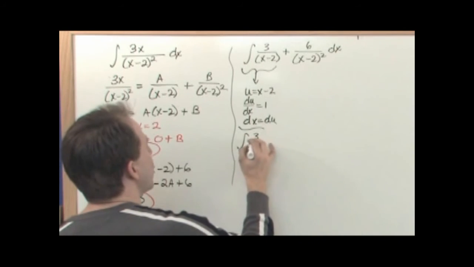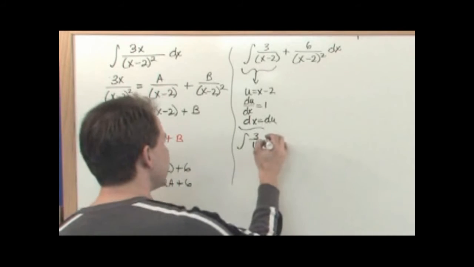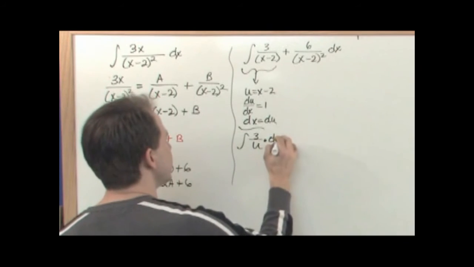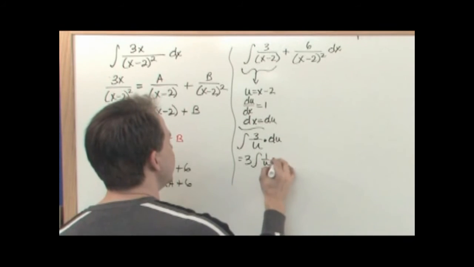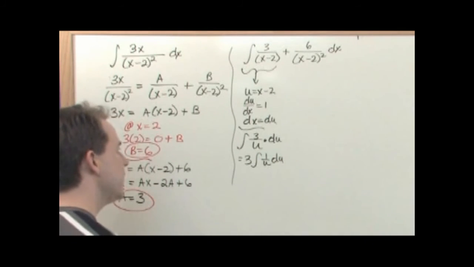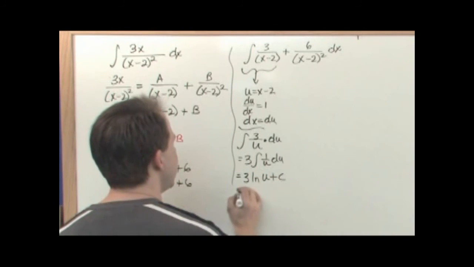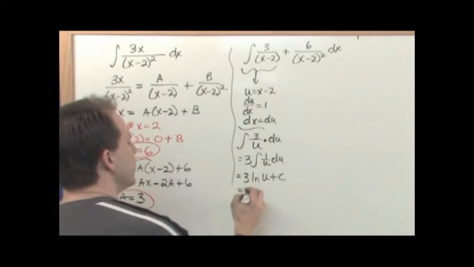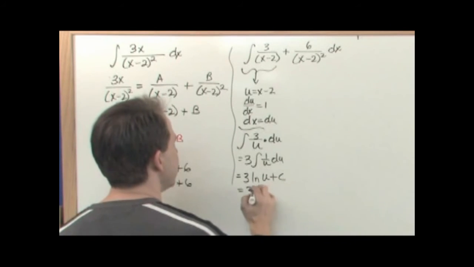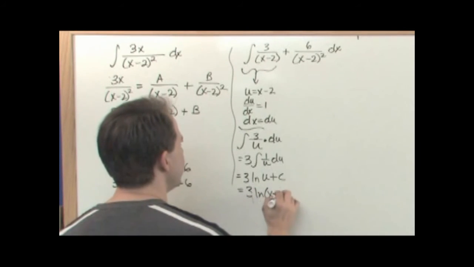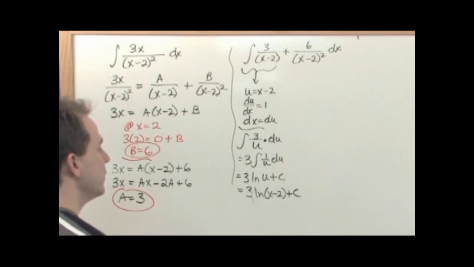Integral of 3 over u, because x minus 2 is u, times dx, but dx is du, is simply going to be equal to 3 times the integral of 1 over u du. Just pulling out the 3, which is going to be natural log of u plus a constant, and then we just plug in what we know for u. It's going to be 3 times natural log of x minus 2 plus a constant.